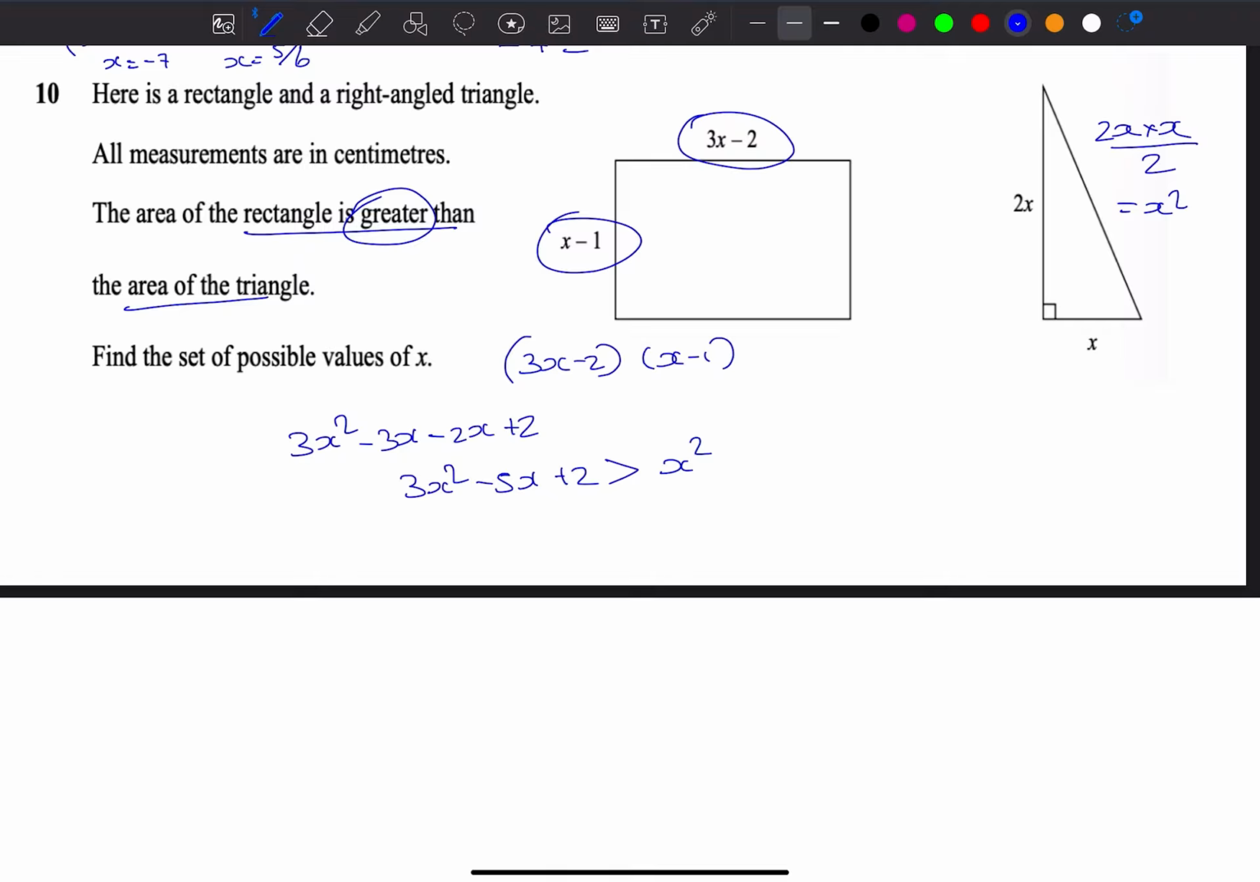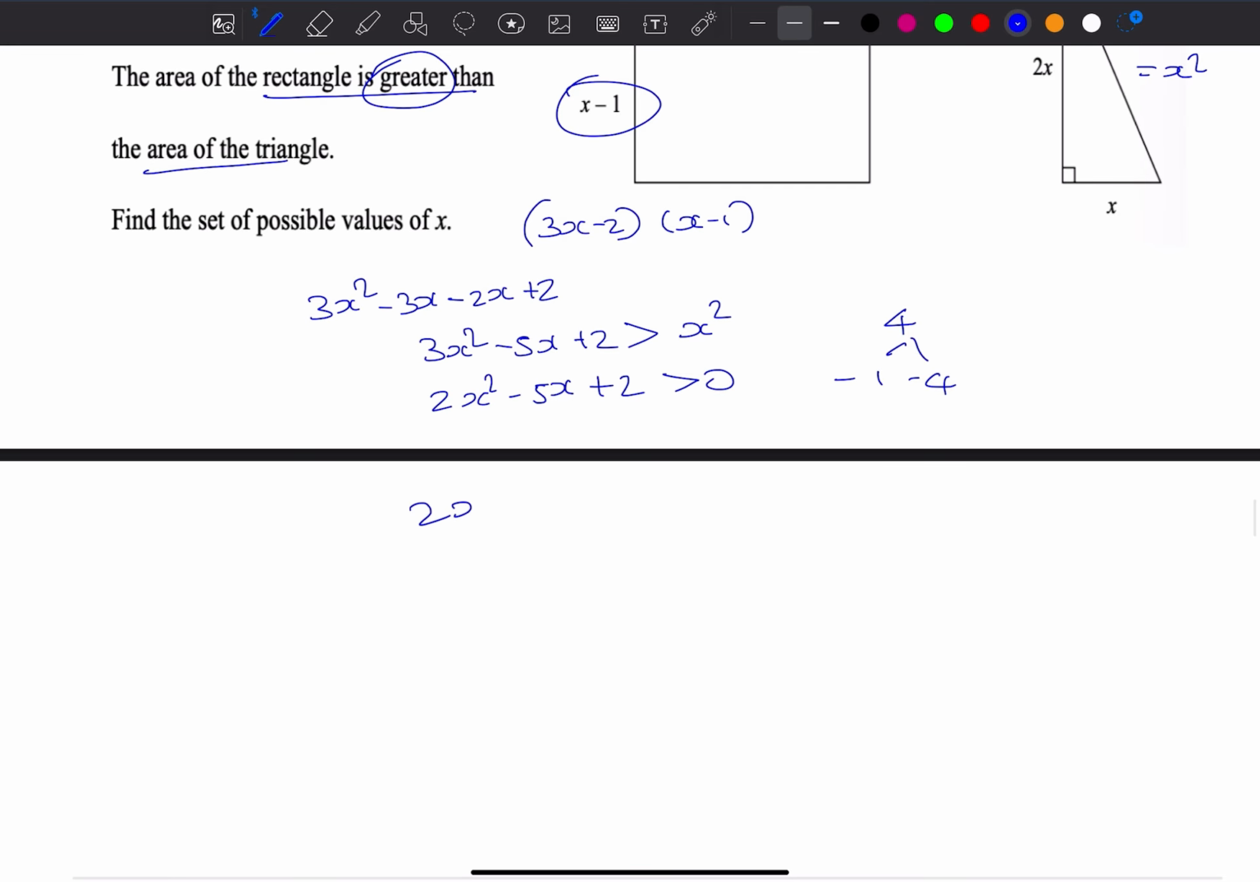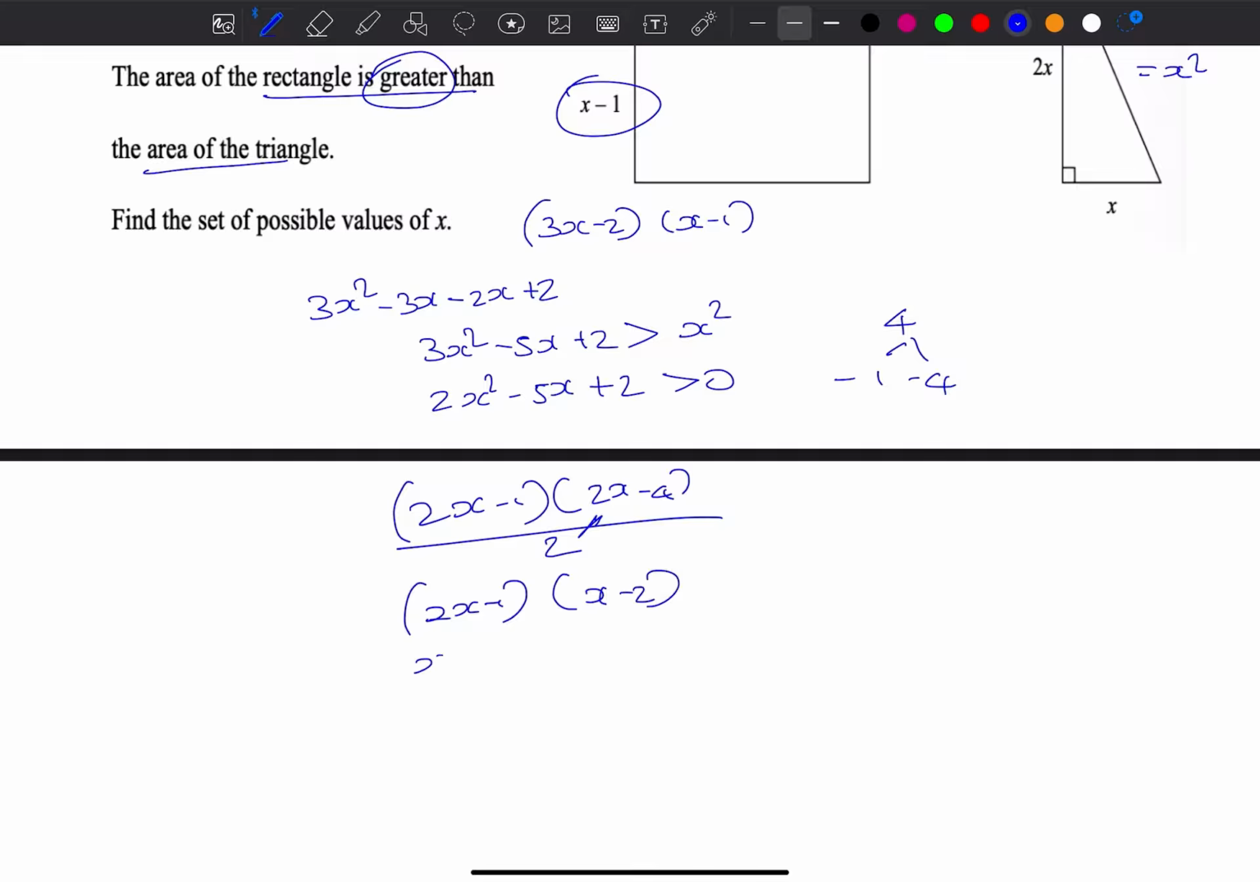Take away x squared: 3x squared take away x squared is 2x squared minus 5x plus 2 greater than 0. 2 times 2 is 4, factors of 4 that make 5: 1 and 4, both minus. So 2x minus 1, 2x minus 4, everything divided by 2. 2 will divide here: 2x minus 1, x minus 2. x equals 1 over 2, x equals 2.